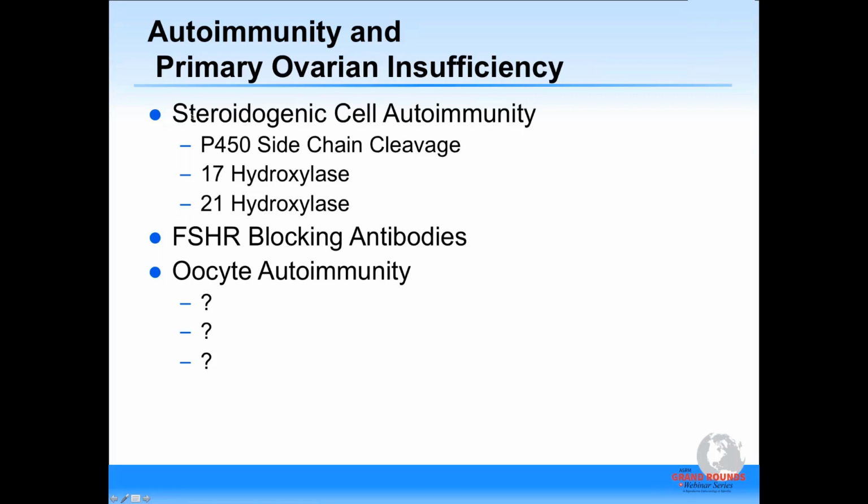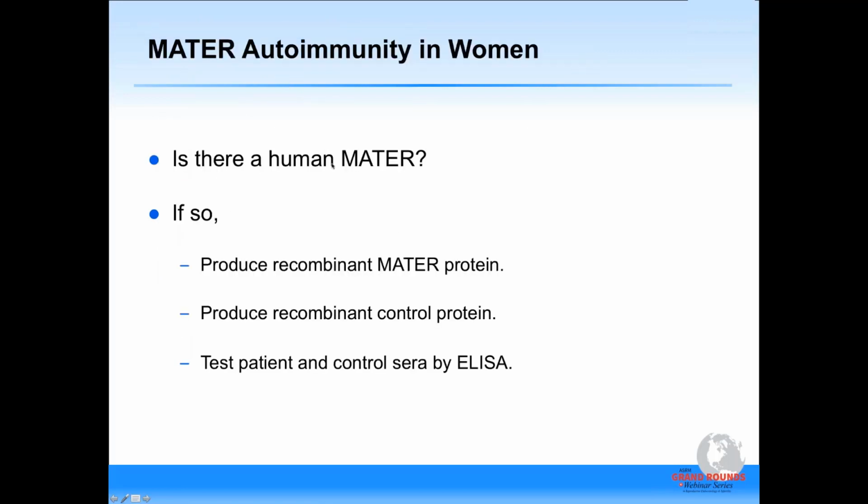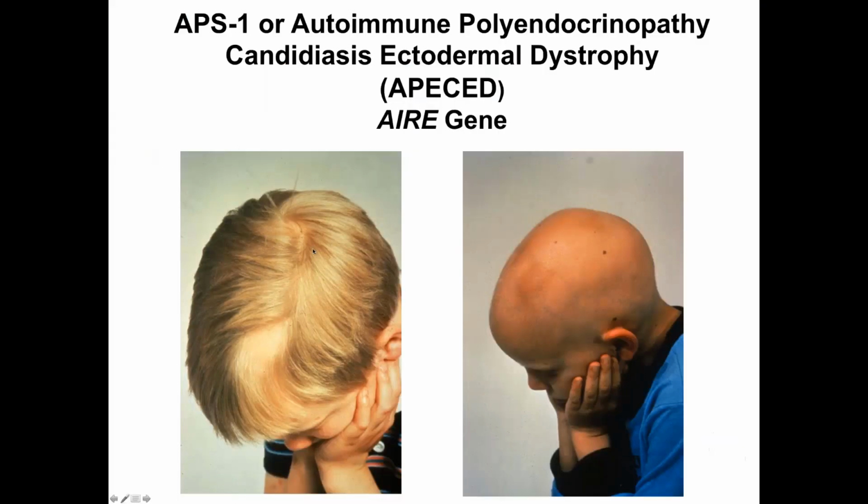We reviewed the autoantibodies in steroidogenic cell autoimmunity. And then there are these other types of antibodies, but does oocyte autoimmunity play a role in POI, which we'll come back to later? And we answered the question: there is a human MATER. So we can ask the question, is there a form of autoimmunity in the human that causes POI that's directed at oocyte proteins, as we found in the mouse? So let's produce recombinant MATER protein, produce a recombinant control protein, and test the serum of patients with POI by ELISA to see if there's a higher incidence of MATER antibodies. So we went ahead and did that.